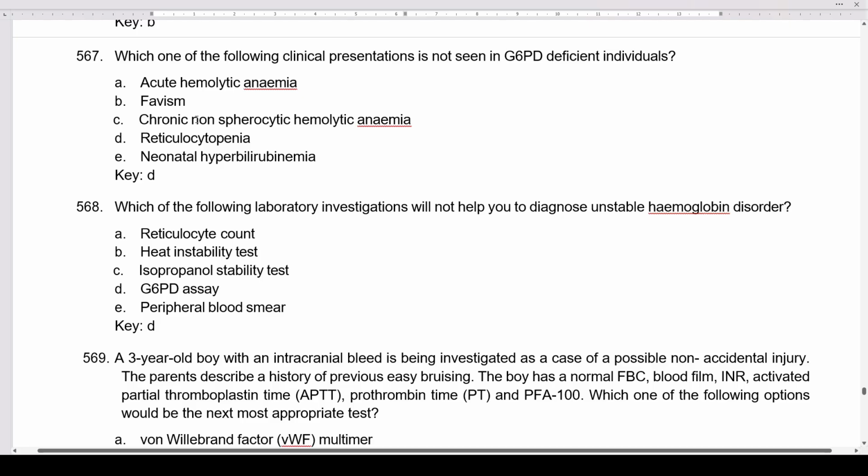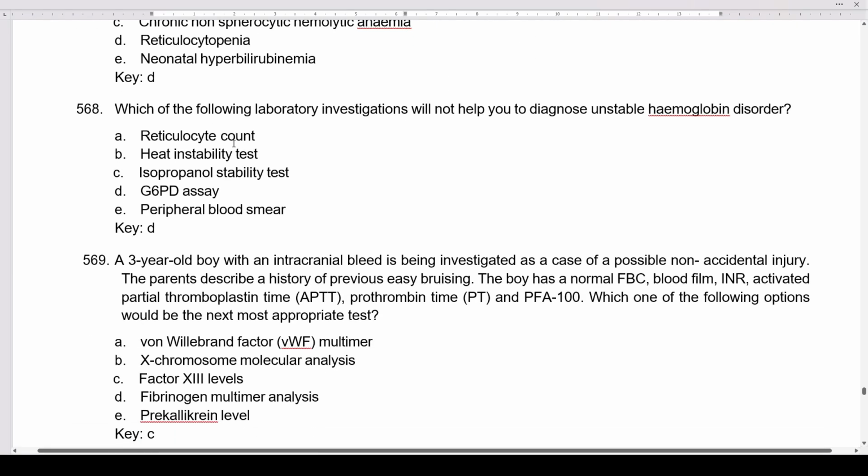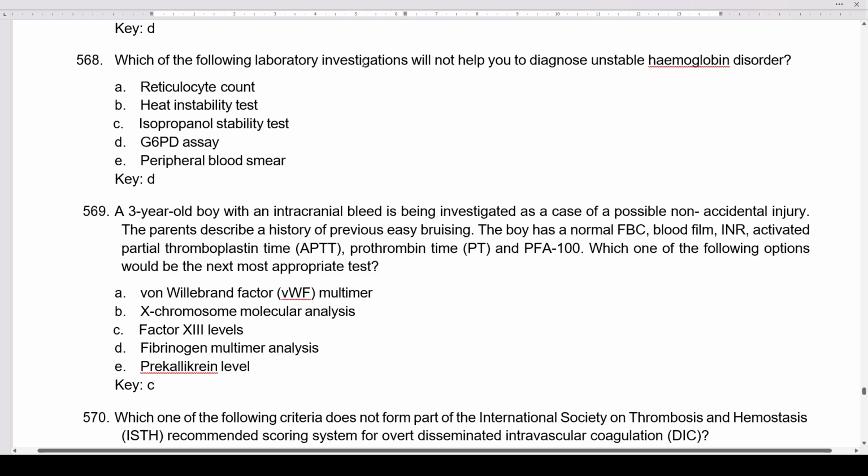It is associated with chronic non-spherocytic hemolytic anemia, and it is also associated with neonatal hyperbilirubinemia if the baby is severely deficient. So, what is not associated is option D, because it is a hemolysis, so it should be reticulocytosis, not reticulocytopenia.